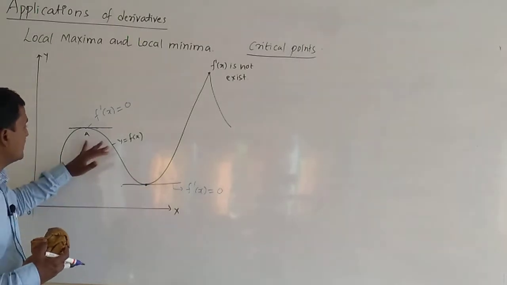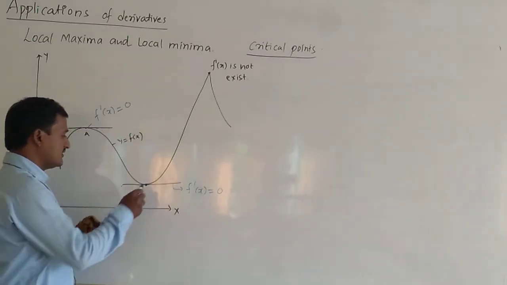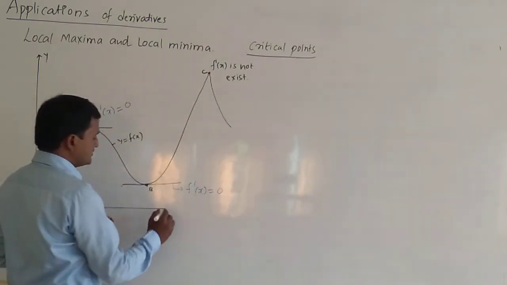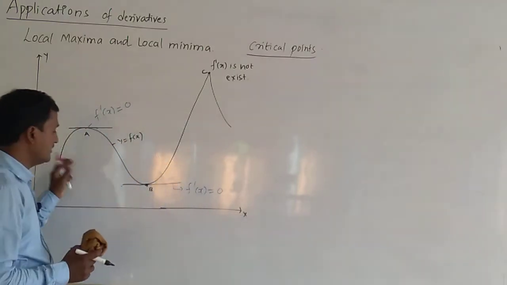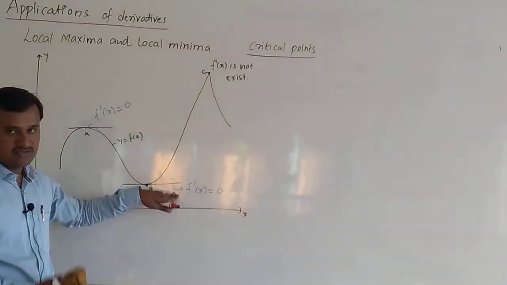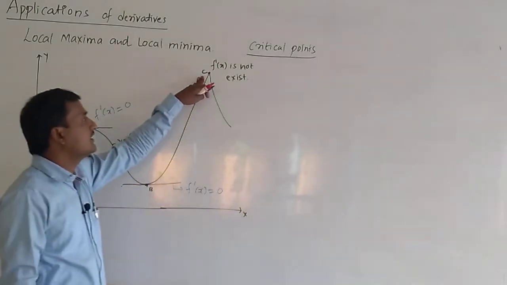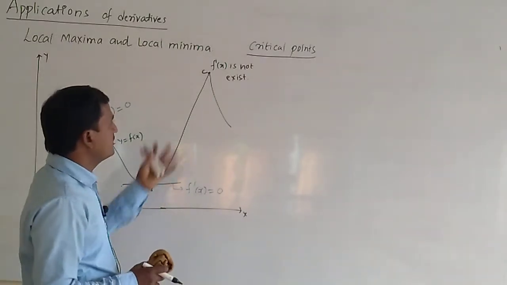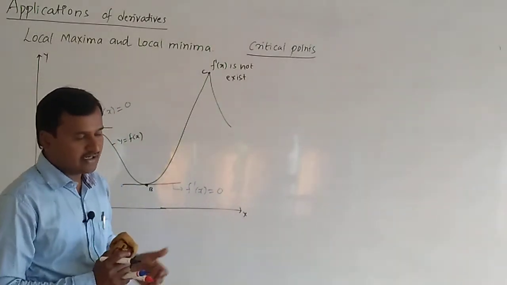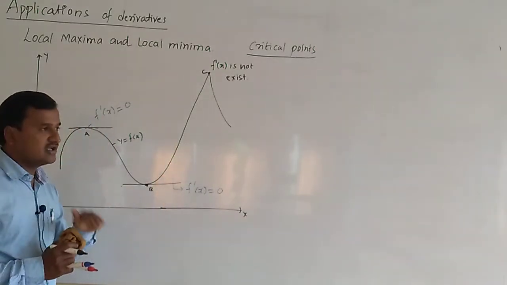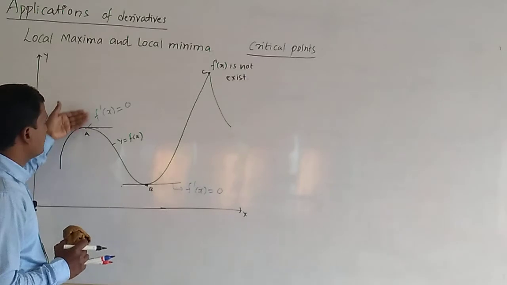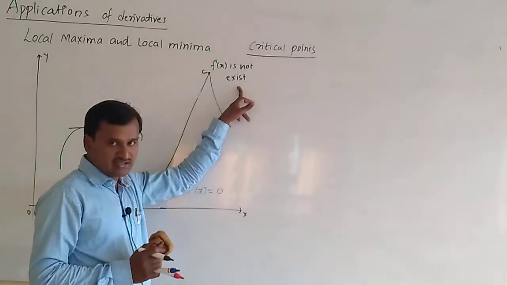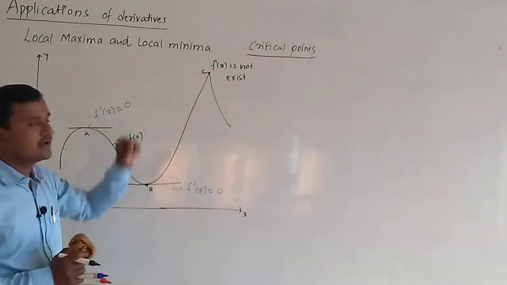So at this point and this point, this is the point B, and here I will take the point C. At the points A and B, the slope of the tangent of this function is 0, and at the point C, f dash of x does not exist. So then what is the meaning of critical points? Critical points are the points at which f dash of x is equal to 0 or f dash of x does not exist. Such points are called critical points.